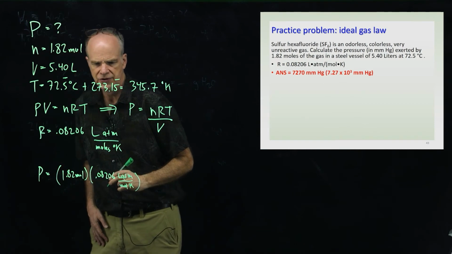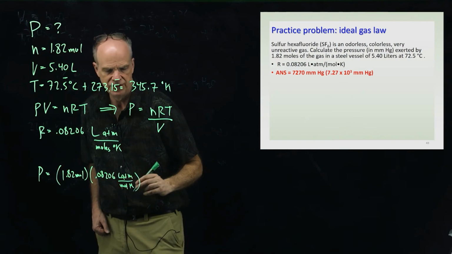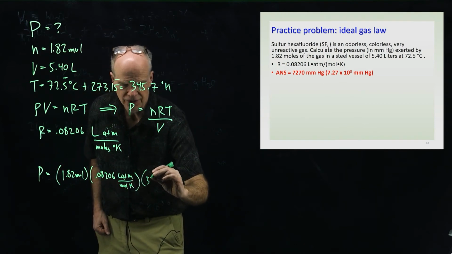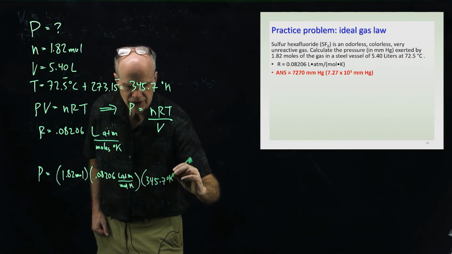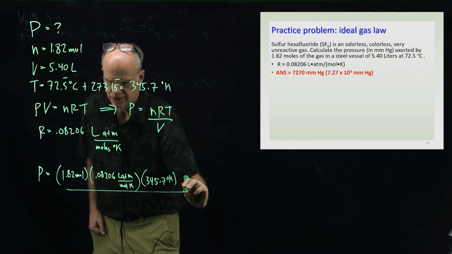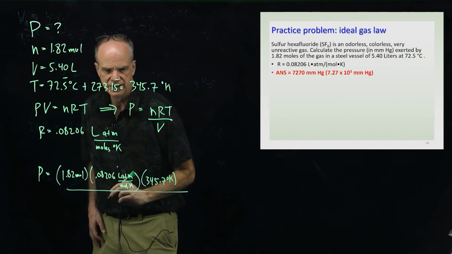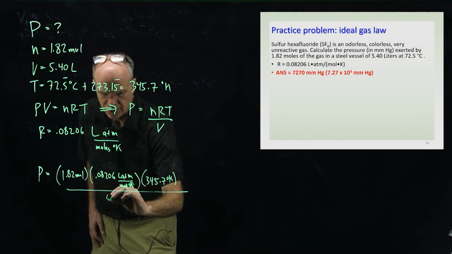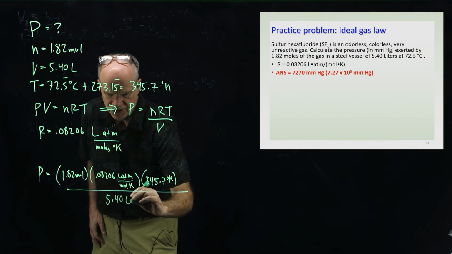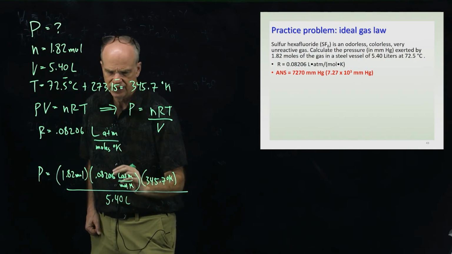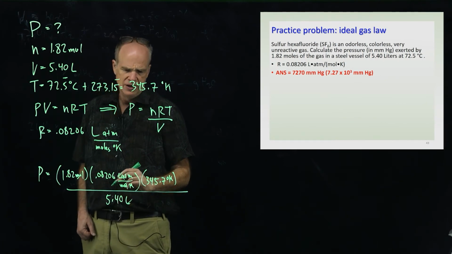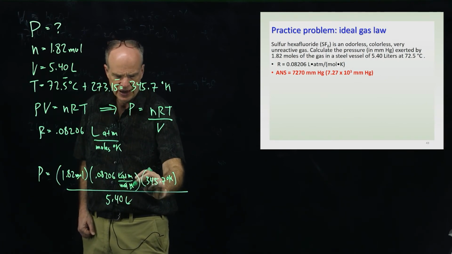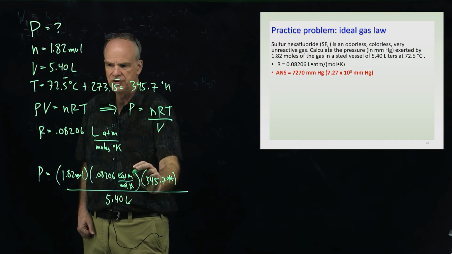And then, let's see, the next thing we need to have is T, which is 345.7 degrees Kelvin. And then what we have finally is volume, which is 5.40 liters. And so let me just confirm that the units cancel as expected. So moles here cancels, liters cancels here. Kelvin cancels, and so we're left with atmospheres in R.